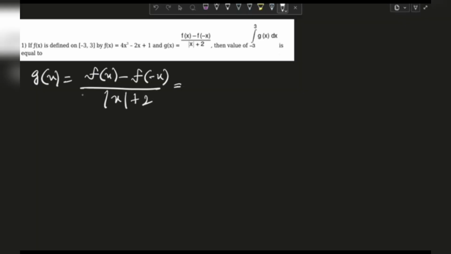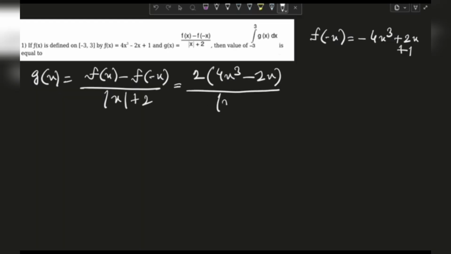Now let's manipulate f of x minus f of minus x. If you notice, f of minus x will come out to be minus 4x cubed plus 2x, and plus 1 remains the same. So if we subtract f of minus x from f of x, plus 1 and minus 1 will get cancelled. The rest of it remains. This thing will become 4x cubed minus 2x minus of minus, so plus 4x cubed again minus 2x. So this is 2 times of 4x cubed minus 2x, and this is whole divided by modulus x plus 2. So this is g of x.